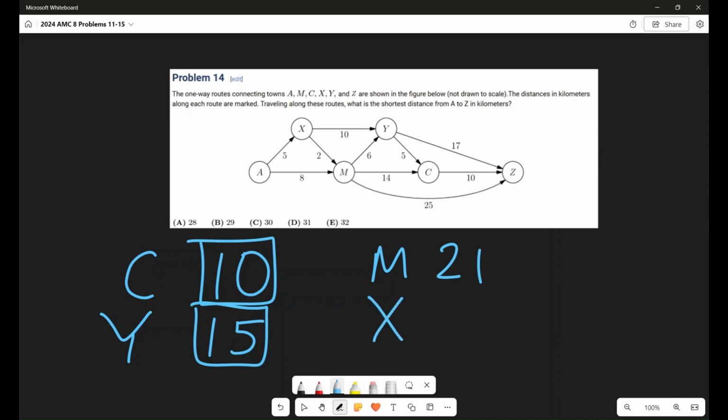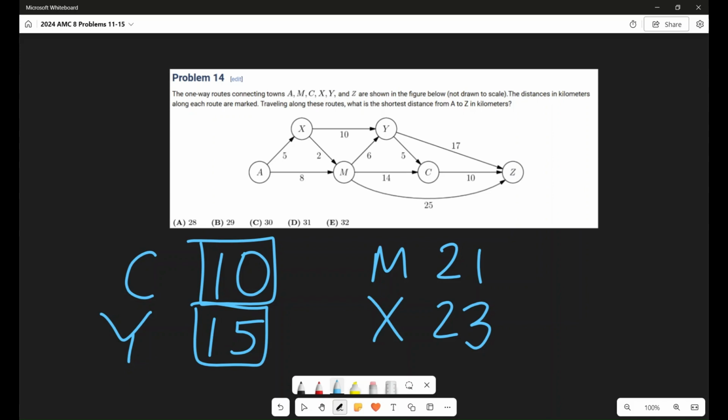Now, we'll just continue what we're doing. If we're at X, the shortest path from X to Z, well, from X, you can either go to Y or to M. So if we go to M, that's a path of length 2, and then the shortest path from M to Z has a length of 21. But if we go from X to Y, then it's a path of length 10 plus a path of length 15, and that would be 25. And obviously 23 is the smaller one. So the shortest path from X to Z is 23.